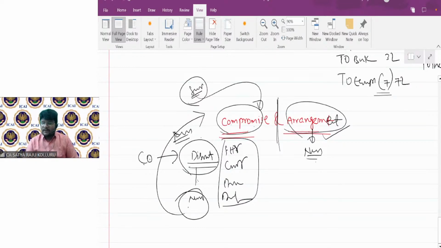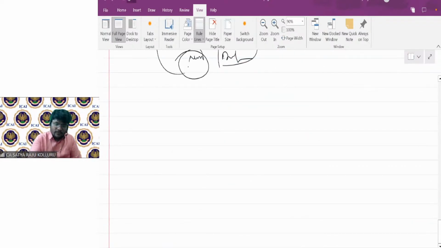I'll give you various examples here because compromise and arrangement agreements are not rigid, those are flexible. In any manner, the company and the other stakeholder can enter into agreements, but based upon the information given in the problem, you can treat it as agreement, and accordingly you need to provide the accounting treatment. Let me take the first example for your understanding.